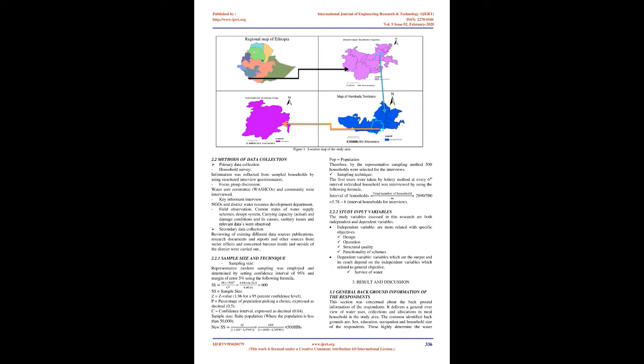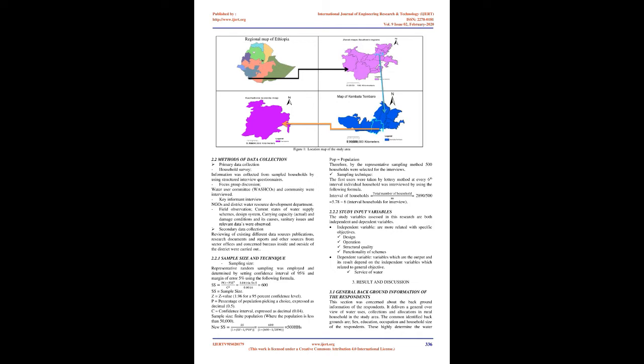Field observation: current status of water supply schemes, design system, carrying capacity, actual and damage conditions and their causes, and sanitary issues. Relevant data were observed. Secondary data collection: reviewing of existing different data sources, publications, research documents, reports and other sources from sector offices and concerned bureaus inside and outside of the district was carried out.